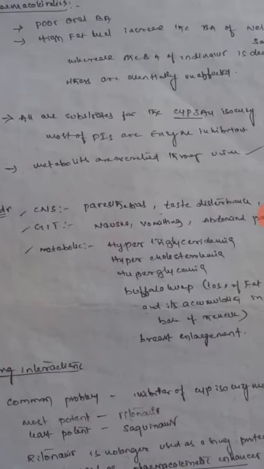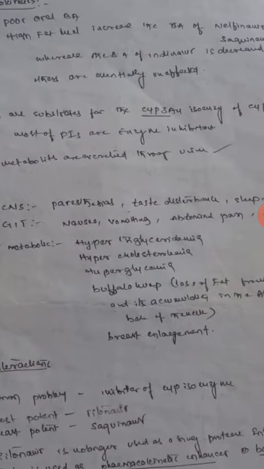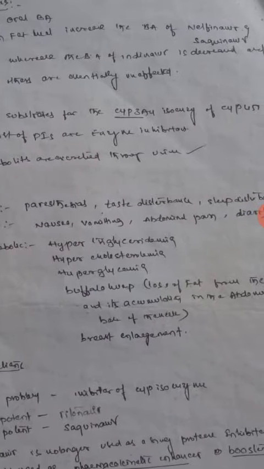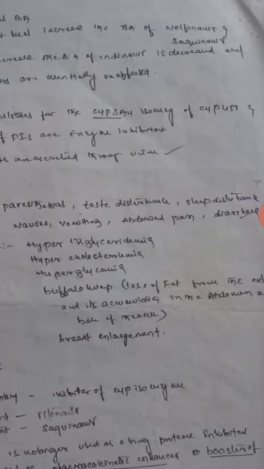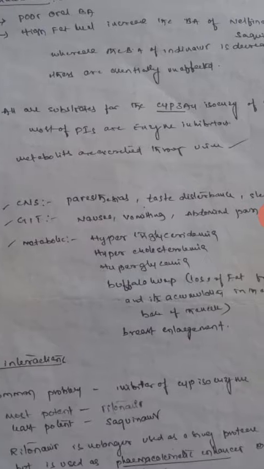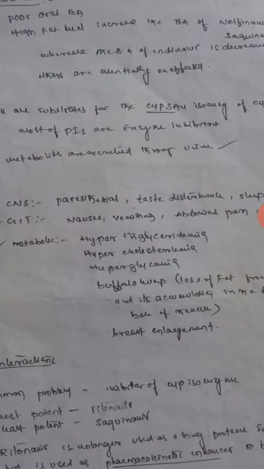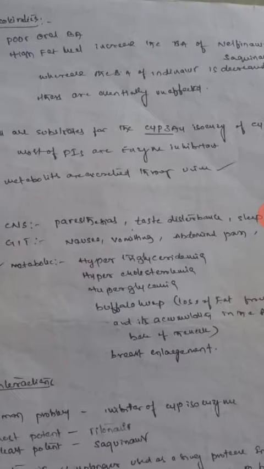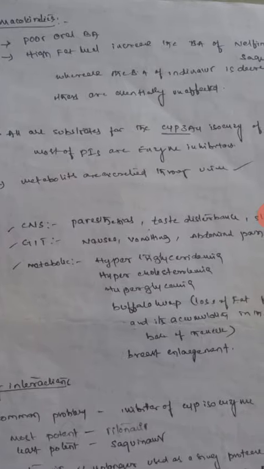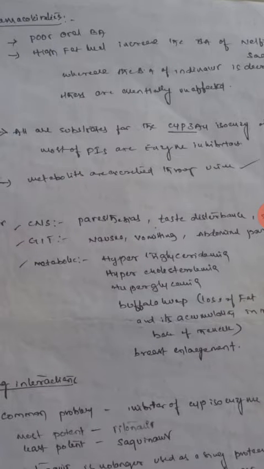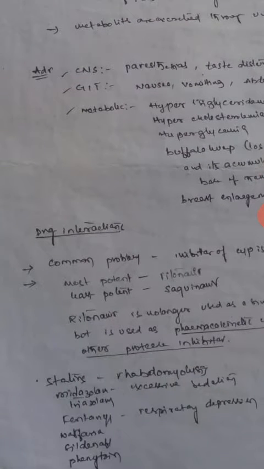Next, very important: all are substrates of the CYP450 3A4 isoenzyme. Most of them are enzyme inhibitors. Some are enzyme inhibitors, some are enzyme inducers, but the majority of protease inhibitors are CYP450 enzyme inhibitors, so they cause many drug interactions with other drugs.